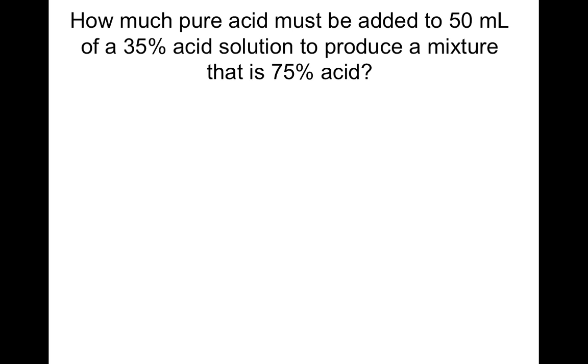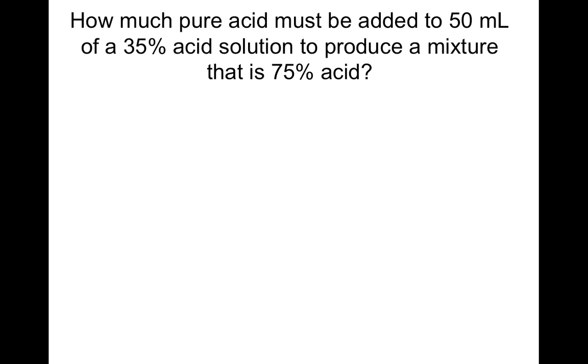So the question here is how much pure acid must be added to 50 milliliters of a 35% acid solution to produce a mixture that is 75% acid. So you already have this one mixture, you have another container that has pure acid in it, you want to somehow combine the two to get something that is 75% acid. That means 3/4 of it are acid and 1/4 would be just pure water. And you put them together, you get a 75% mixture. That's kind of the idea.